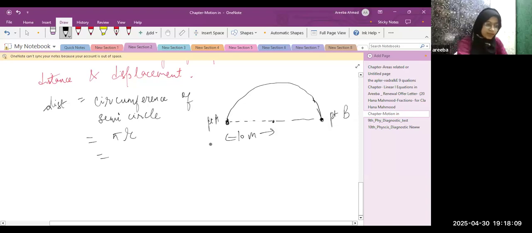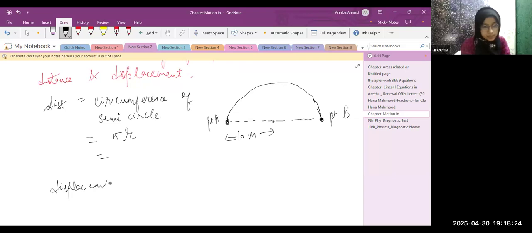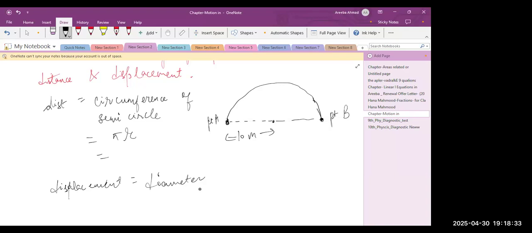And what will be the displacement? 20 meter. Very good. Displacement is simply the shortest path. That will be the diameter or 20 meter. Displacement will be equal to the diameter, which is 2 into 10. Don't forget the units. All right.